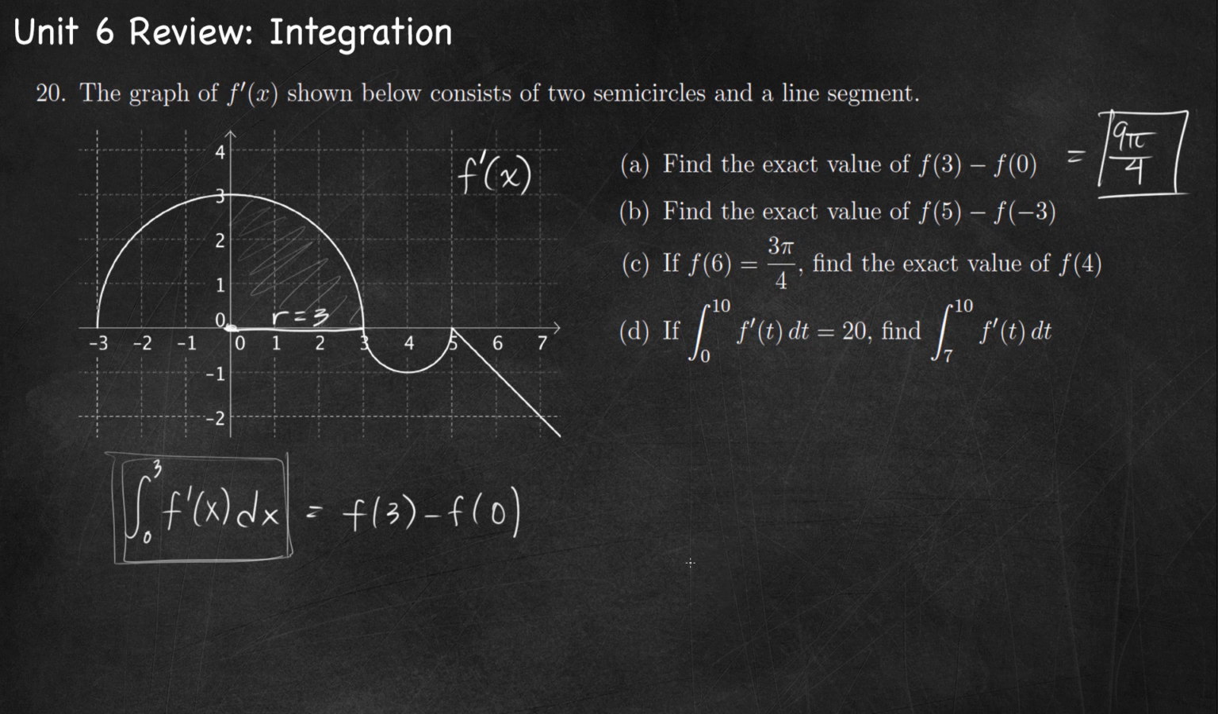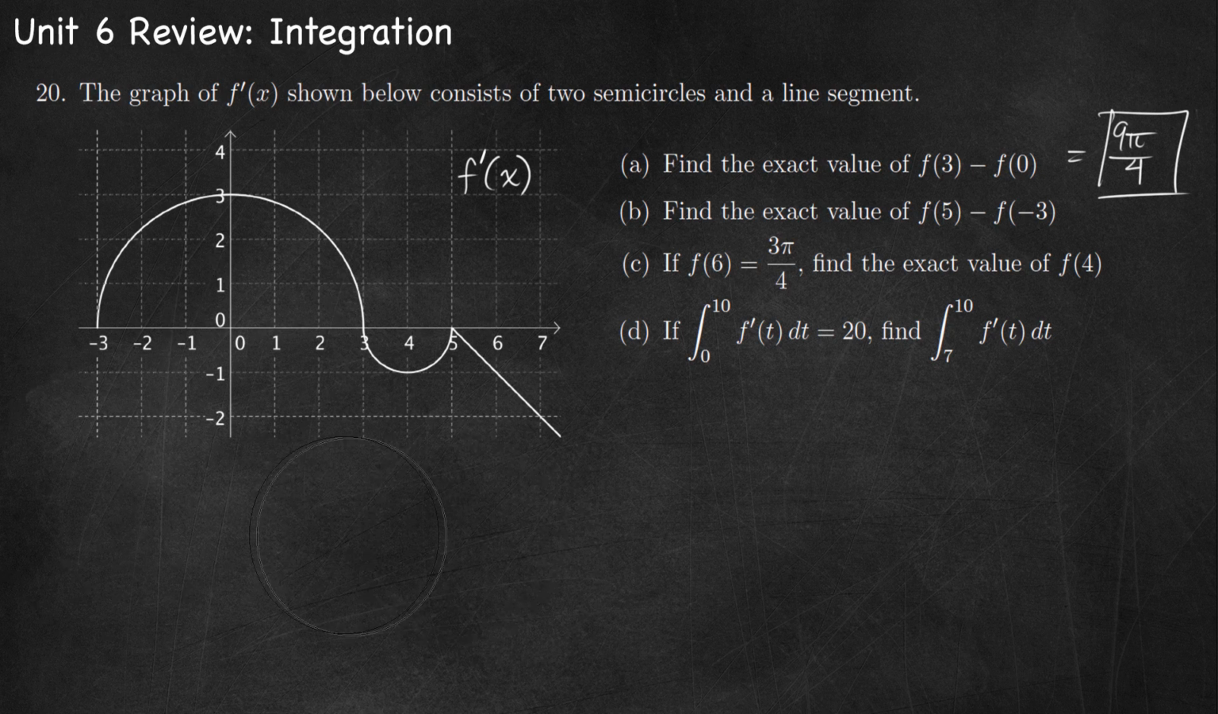In part B, we're asked to find the exact value of f of 5 minus f of negative 3. Let's erase this. f of 5 minus f of negative 3. That means I want to set up an integral that has the 5 on the top and the negative 3 on the bottom. So we're going to go from negative 3 to 5 of f prime. That's going to give us f, the antiderivative, at 5 minus f at negative 3, which is what we want.